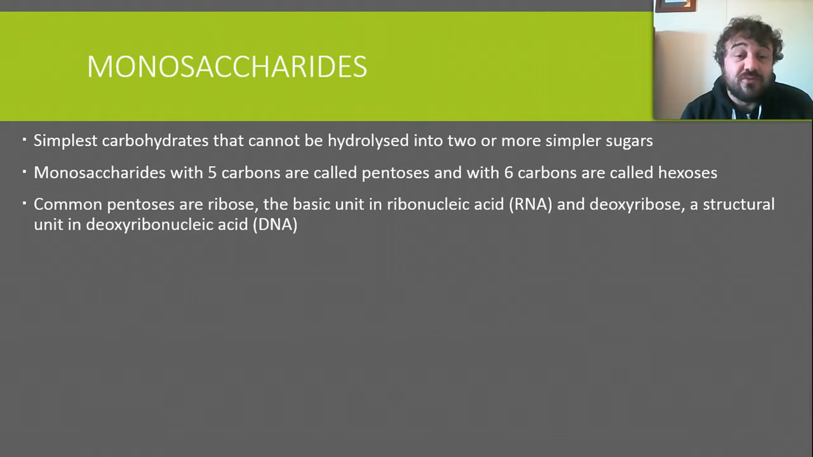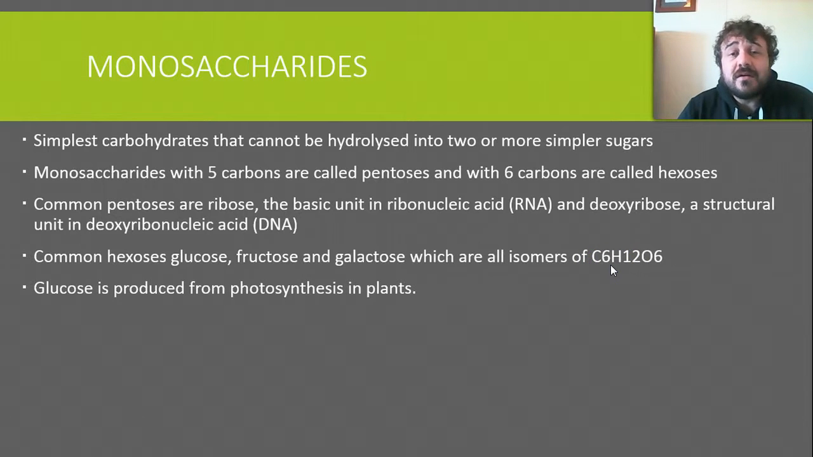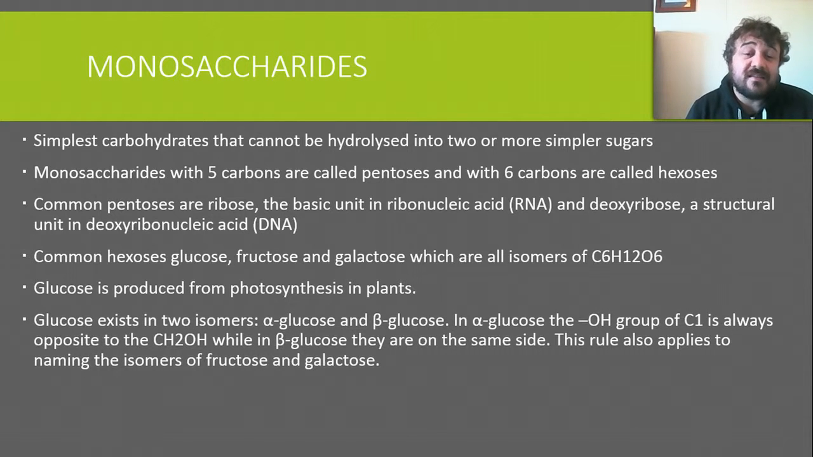The common pentose is ribose, which is the basic unit for deoxyribonucleic acid, or ribonucleic acid for both of them. The common hexoses we see are glucose, fructose, and galactose, and they're all isomers of C6H12O6, where obviously these numbers should be in subscript. Glucose we get from photosynthesis in plants, so that's the source there. It exists in two isomers, which we'll have a look at in a second, with diagrams of alpha glucose and beta glucose.